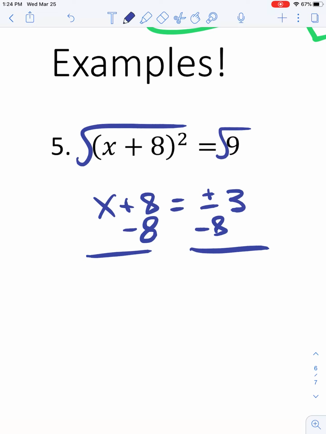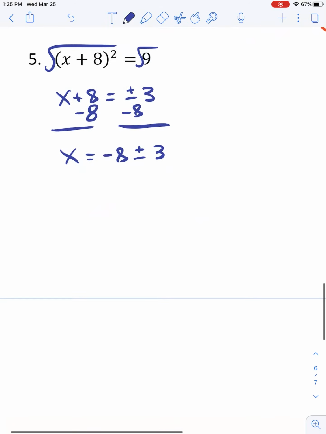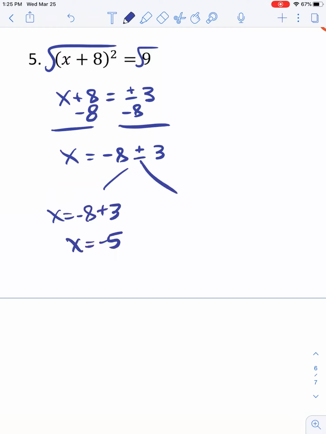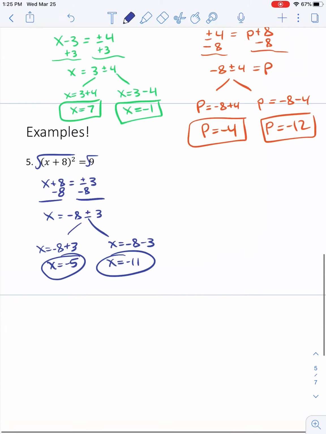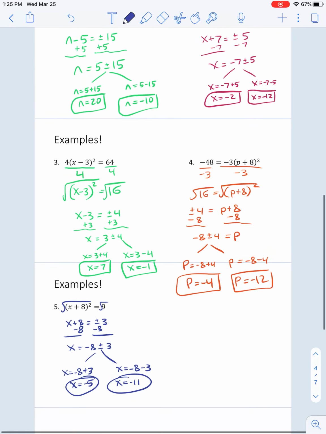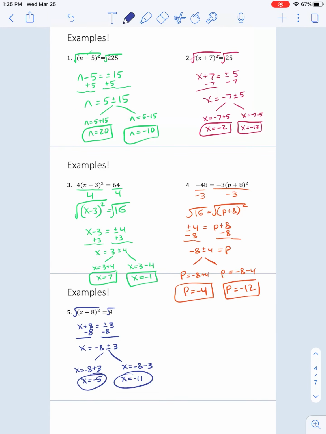Remember, it doesn't become plus or minus negative 5. I have people that want to make that kind of move where you put these together right away. No, it's a negative 8 plus or minus 3. So we're going to have to split it up. We're going to have x equals negative 8 plus 3, which will be x equals negative 5, or x equals negative 8 minus 3, which will be x equals negative 11. Those are our two answers. That's the end of that problem, and that's the end of this video.